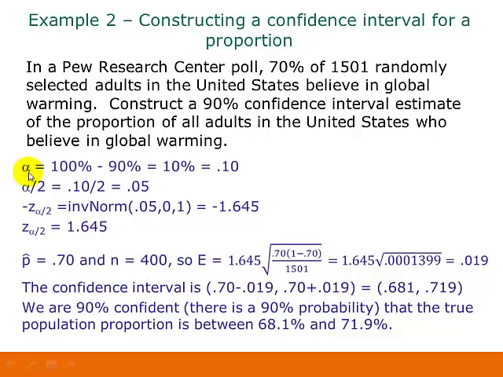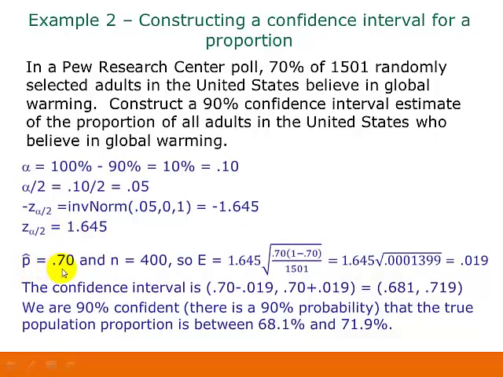So first we would find alpha. Alpha is 100% minus 90%, so that's 10% or 0.10. Alpha over 2 would be 0.05. Then again, to find our critical value, we'll find the negative Z alpha over 2 and then just take off the negative. So that would be inverse norm of 0.05, which was our alpha over 2, with 0 for the mean and 1 for the standard deviation. And that gives us negative 1.645 on your calculator if you round it to 3 decimal places. So our critical value that we will use is positive 1.645.